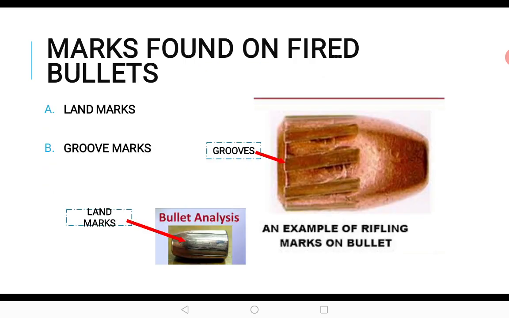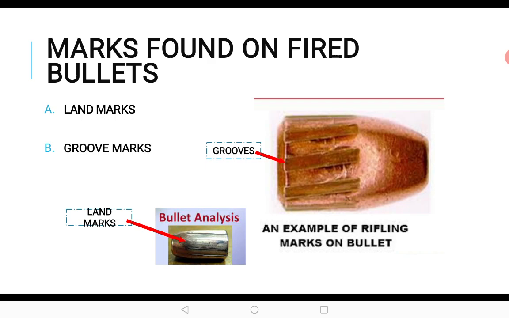Now let's talk about marks found on fired bullets. We have here land marks. What is a land mark? It is caused by contact with the elevated portion. What is the elevated portion again? The lands of the bore of the firearm. So the land mark appears as a slight depression, or it has scratches, that scratch the cylindrical surface of the fired bullet.